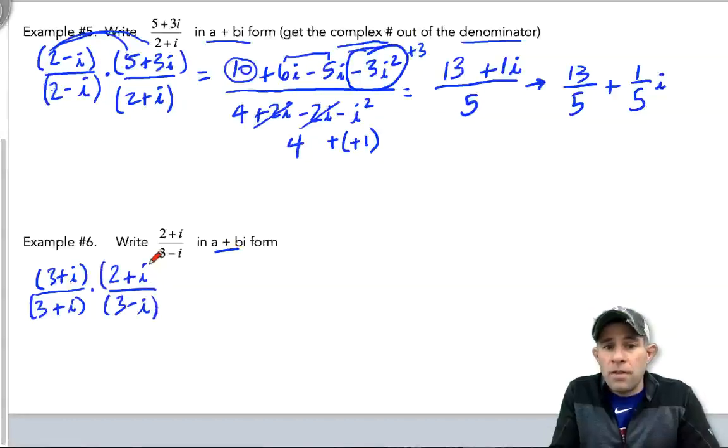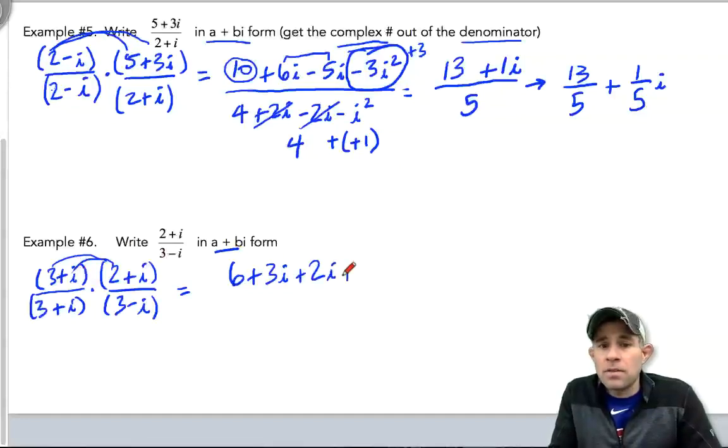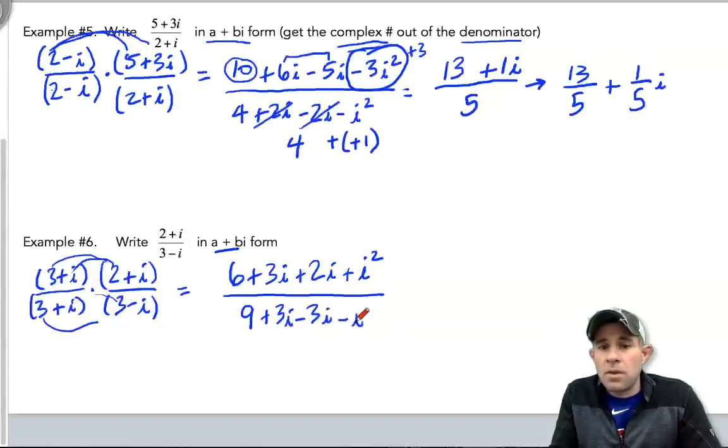Okay, when we multiply fractions, we multiply straight across. So this becomes 3 times 2, which is 6. 3 times i, which is a positive 3i. i times 2, which is a positive 2i. And then i times i, which is a positive i squared. All right, all divided by, now we have 3 times 3, which is 9, positive 3i, a negative 3i, and then finally a negative i squared.